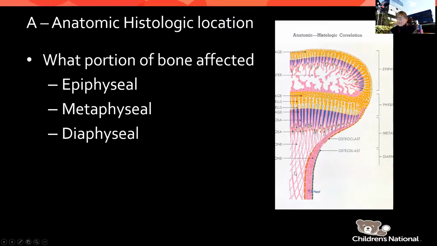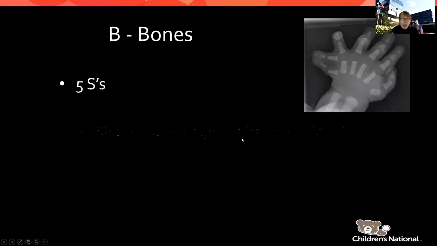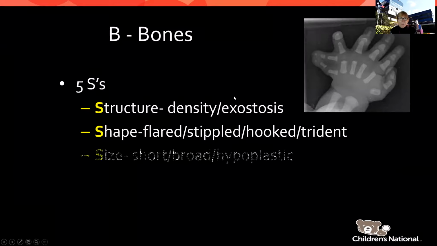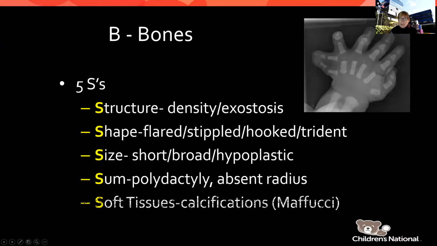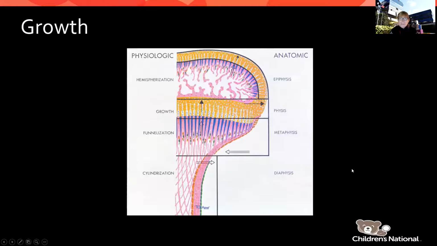Some of the dysplasias will primarily affect the epiphysis. Other times it's primarily the diaphysis. And using that same nomenclature can be very useful as you're talking to clinicians. So when we're looking at the bones again, the B's include looking at exostoses, the shape, the size, is it small or large, the number, and also if there are soft tissue abnormalities, that can give you some clues to the diagnosis.